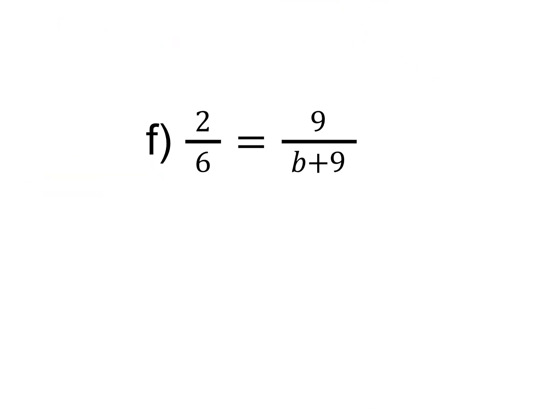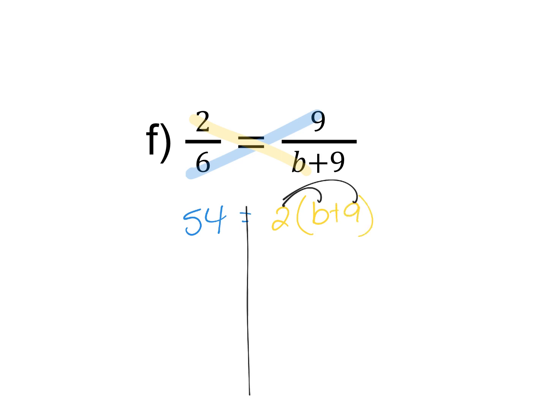All right, let's do this one. Pause this one, try it by yourself, see what you got. Okay, so 6 times 9 gives you 54 is equal to 2 parentheses b plus 9. All right, let's solve it by distributing the 2. So that would be 2b plus 18. And drop down your equal sign and your 54. Then we're trying to isolate the 2b, so I'm going to subtract 18 from both sides. Those cancel.